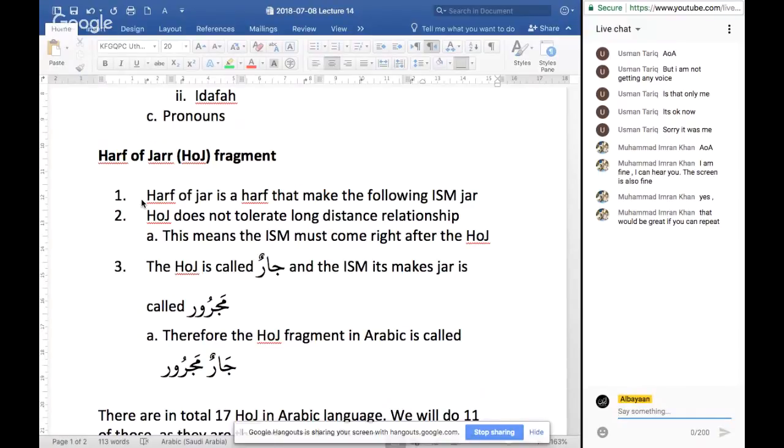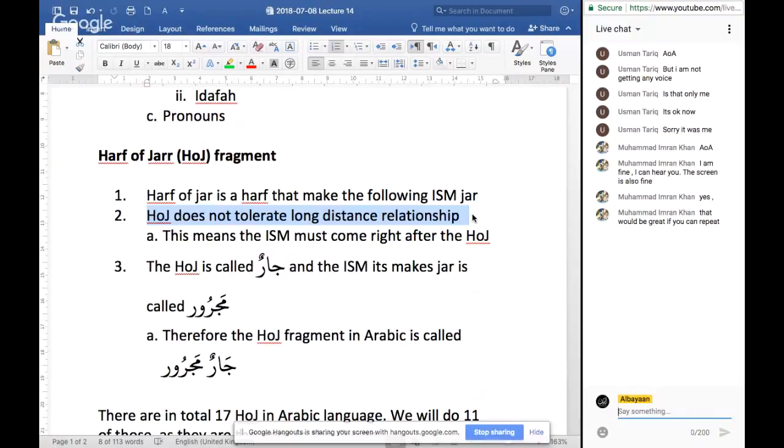That's its purpose. And it does not tolerate the long distance relationship. That's the second point. So whenever the harf of jar comes, the ism that it makes jar must come right after it. That's effectively the purpose of harf of jar.